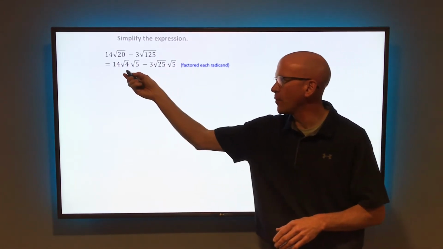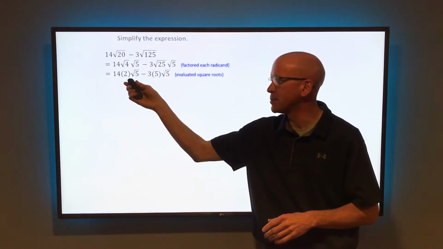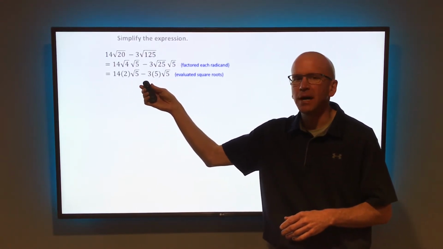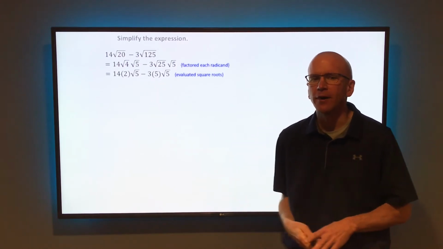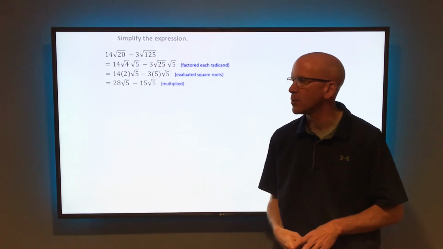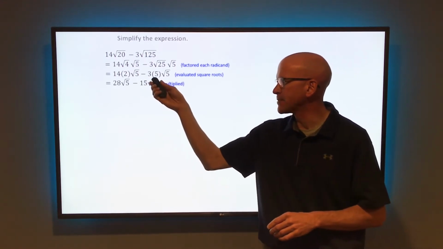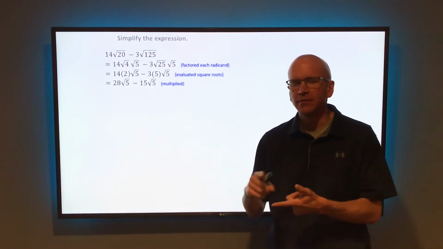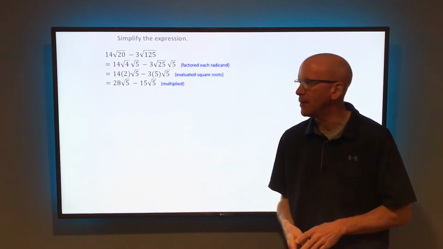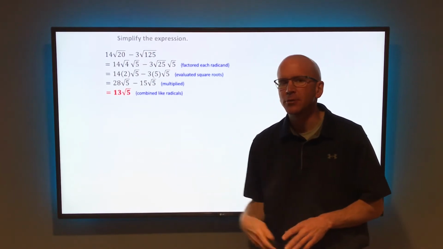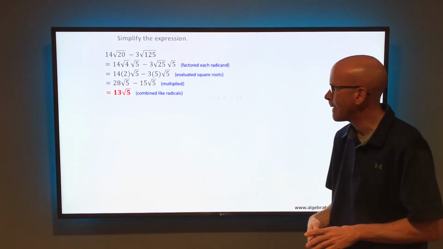The square root of 4 would be 2, so that's 14 times 2 times the square root of 5. And then the square root of 25 is 5, so it's minus 3 times 5 times the square root of 5. Just multiply through that. 14 times 2 would be 28 times the square root of 5. And negative 3 times 5 is negative 15 times the square root of 5. So those are like terms. You have the same root, same thing under the radical sign. You can combine those. 28 minus 15 would be 13 times the square root of 5.